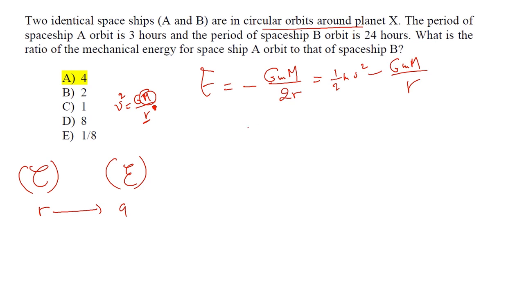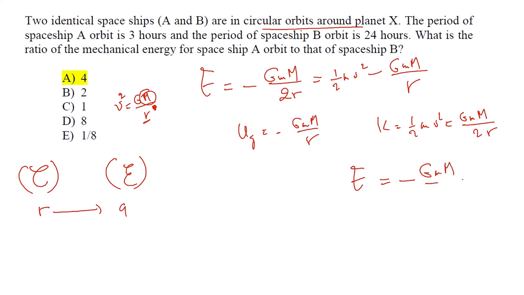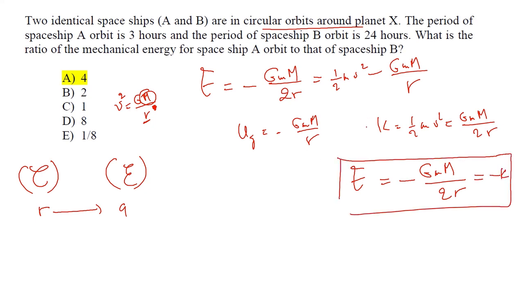And in a circular orbit, I showed you that, of course, U_G is minus GMm divided by R. Kinetic energy, which is half mv squared, is just GMm divided by 2R. And mechanical energy, you add them, will give you minus GMm divided by 2R. Mechanical energy in a circular orbit is just minus the kinetic energy. But this is only true for a circular orbit. Okay? This is only true for a circular orbit.